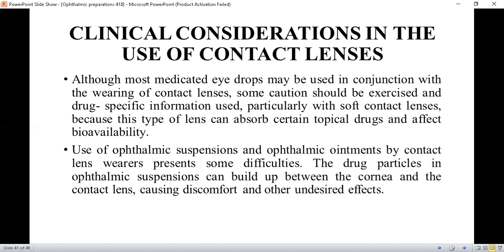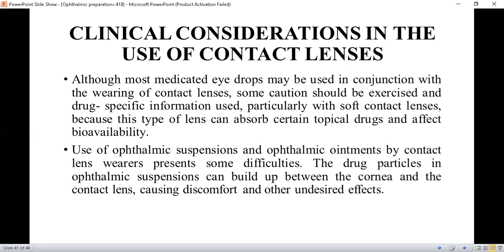Now students, there are a few clinical considerations regarding contact lenses. Let's discuss the clinical considerations in the use of contact lenses. Although most medicated eye drops may be used in conjunction with the wearing of contact lenses, some caution should be exercised and drug-specific information must be used, particularly with soft contact lenses, because this type of lens can absorb certain topical drugs and affect bioavailability.